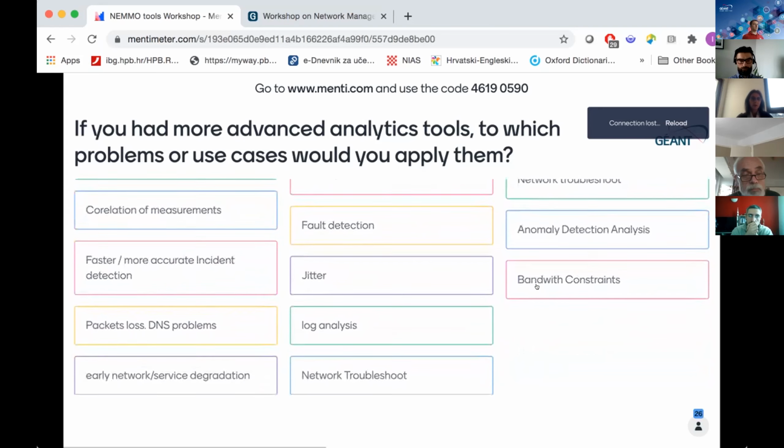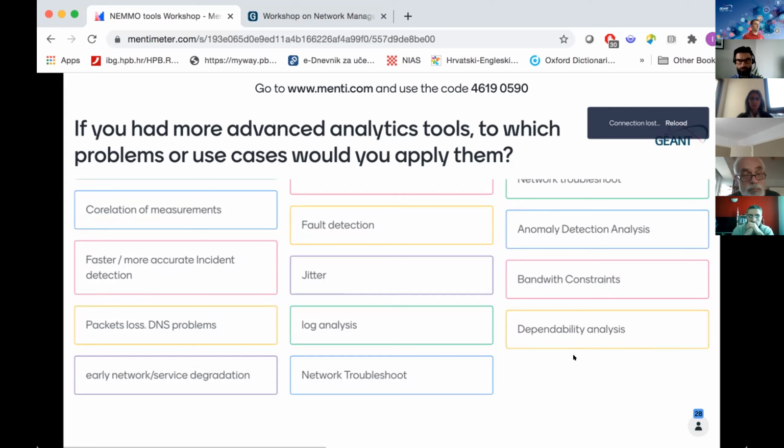Incident detection, excellent. Jitter, well, jitter is something that we might look at as well as packet loss and DNS problems on the PnP platform, because these are exactly the measurements that are provided through perfSONAR.